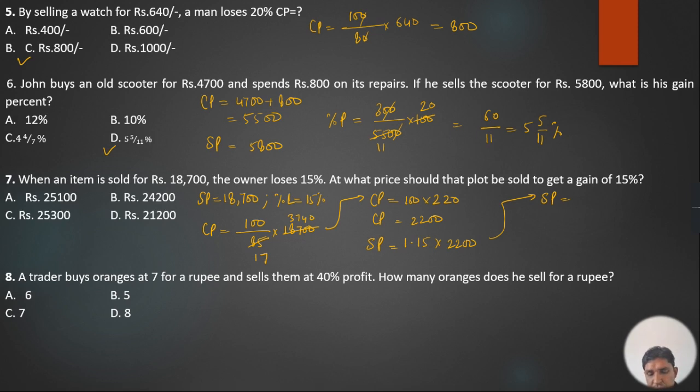1.15 multiplied by 2200. So you are getting 253 multiplied by 100. So this will be 253 multiplied by 100, that is 25300. So the answer of this question will be option number C. Right? Okay, coming to the next question, question number 8.